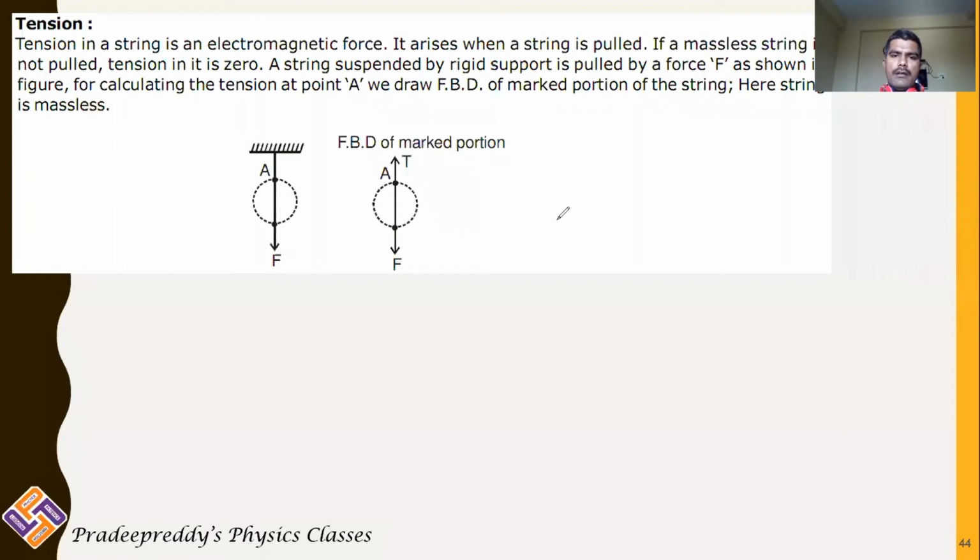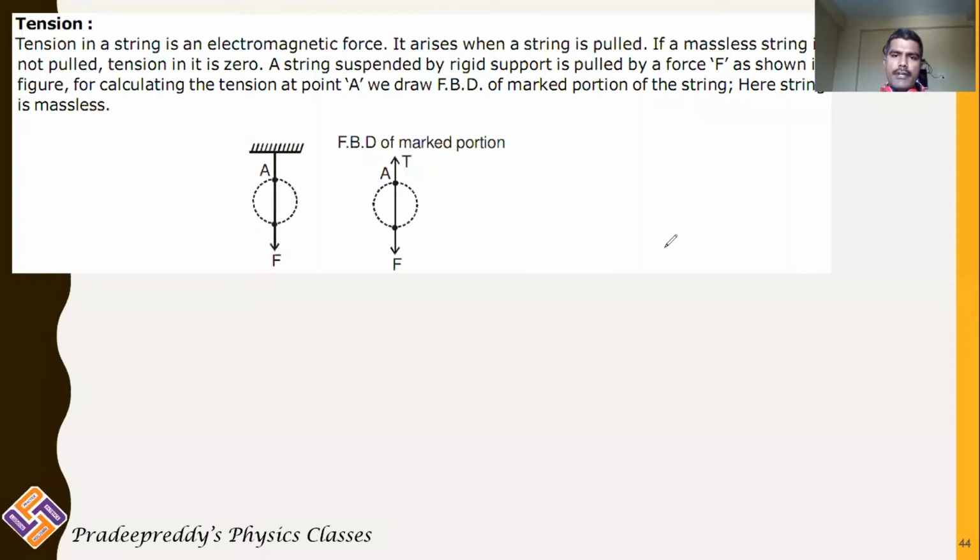As we have already noted, contact force can be normal force, tension, or friction. There exist different types of contact forces. Normal reaction, how to locate it and how to find it in a proper figure, we calculated in the previous videos.